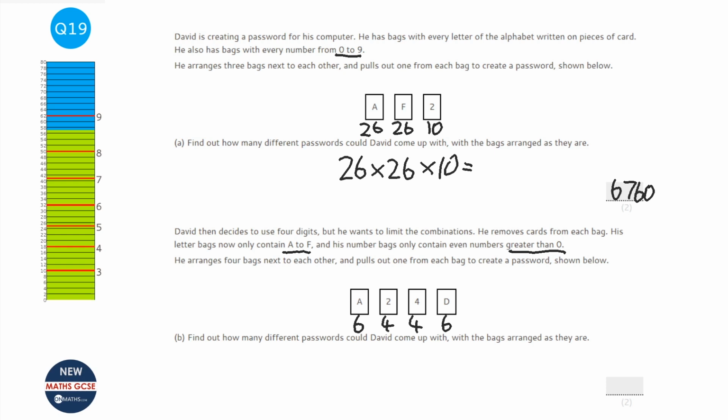And so find out how many different passwords if they're arranged like this. So 6 times 4 times 4 times 6, which is 576. Now, that might seem confusing that there's an extra digit to the password and yet fewer combinations. But if you think about it, there's significantly fewer letters and fewer numbers. So that's why it's a much lower number than part A.